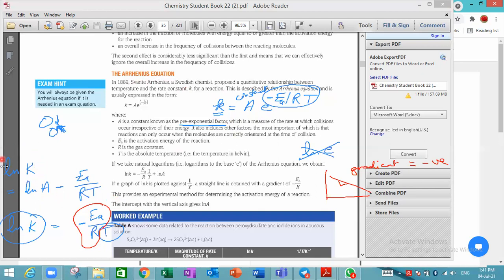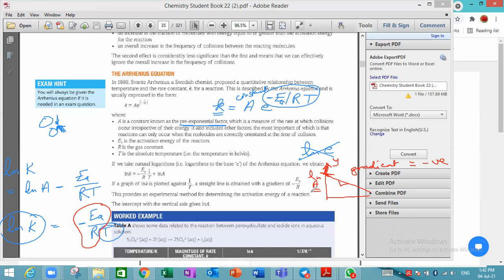So if we plot ln K against 1 over T, we get a straight line with a negative gradient, and this gradient equals minus EA over R. If we extrapolate this line, the point where it crosses the y-axis, the ln K axis, is ln A. It gives us the pre-exponential factor. They usually bring such a problem in exams, and we are going to see now an example of how to solve such a problem.